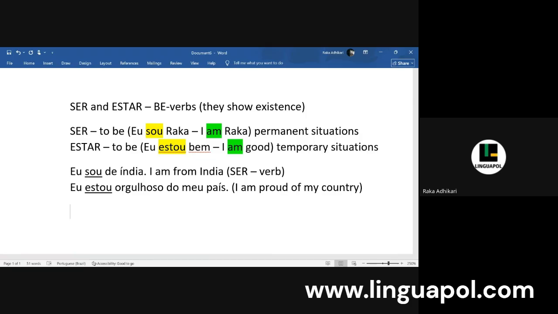Similarly, for example, if I say, ela é professora. What is the meaning of this sentence? She is a teacher. Okay. Yes, professora means teacher.